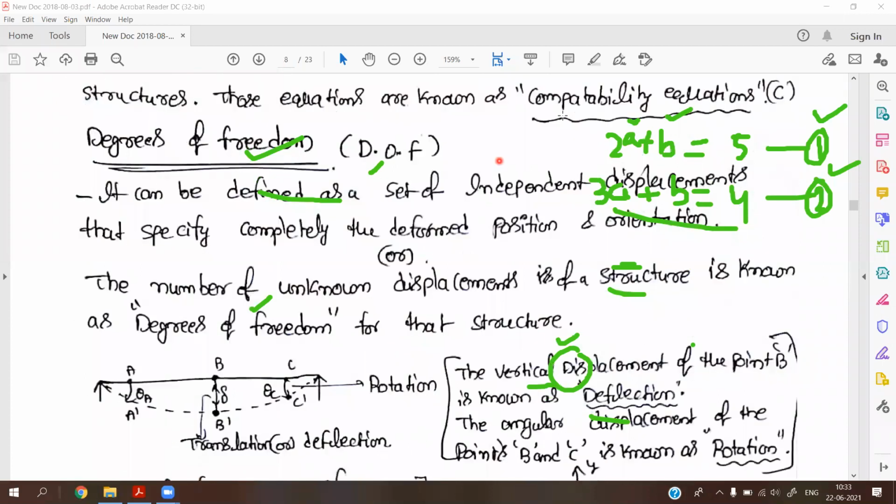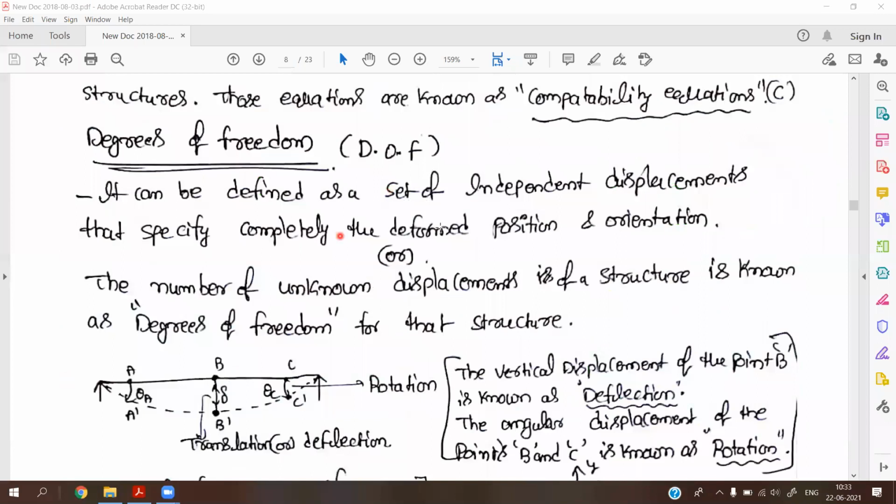Next, we have degree of freedom. Degree of freedom has two definitions. The first: the number of unknown displacements of a structure is known as the degree of freedom for that structure. That means simply, how many unknown members or unknown reactions are present in a structure. That is the degree of freedom.